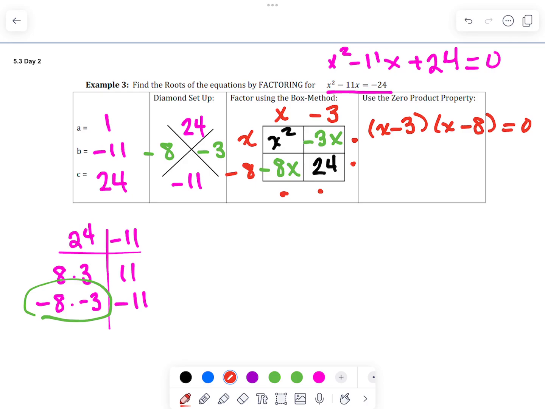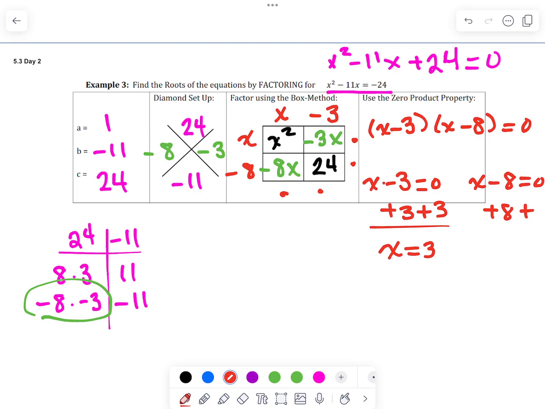We're going to use the zero product property, set the factors equal to 0, and solve for x. So x minus 3 equals 0. X minus 8 equals 0. And then we solve them by undoing. We'll add 3 to both sides. So x equals 3. Add 8 to both sides. So x equals 8. So the two zeros of the equation are 3 and 8.